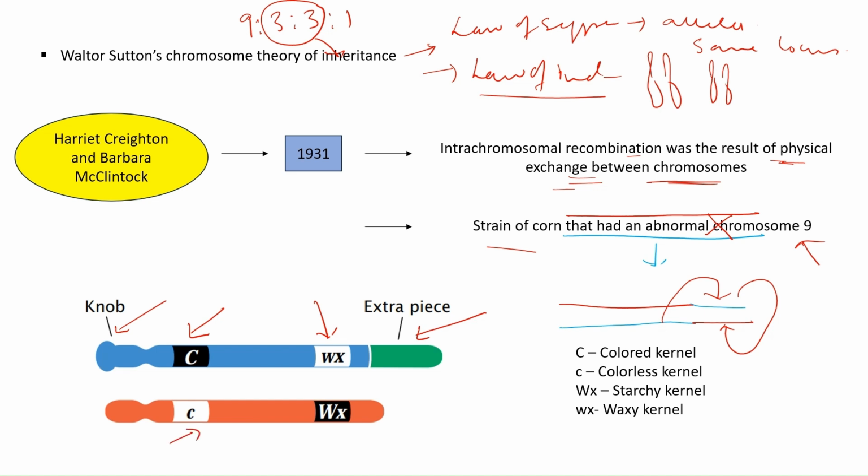Here, if we see, colorless and this is starchy. C is dominant, small wx is recessive. So in one chromosome, we have one dominant and one recessive character gene, whereas in the other partner, we have one recessive and the other the dominant allele of the gene. What do we call such arrangements? We already studied in the last video the arrangement of alleles, which determines the outcome of any cross. So what kind of arrangement is this?